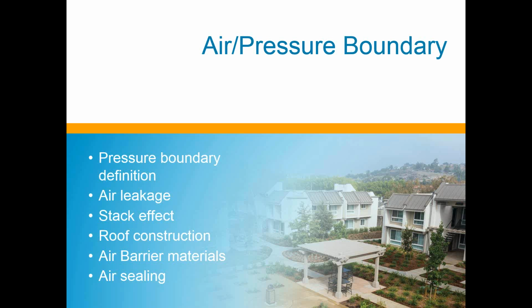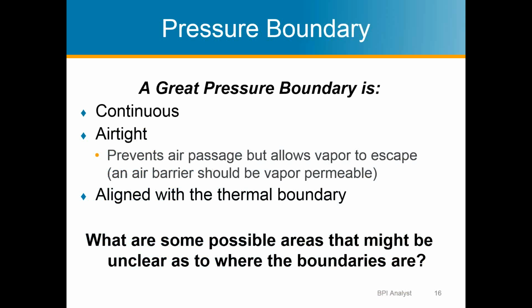So the air pressure boundary. We'll talk a little bit about air leakage, stack effect, some roof construction, air barriers, and air sealing. So we talk about the pressure boundary, and again, this is the skin of the balloon. This is what's holding the air inside the house. What we really want is for it to be continuous, so no gaps, right? Airtight, so that we don't let air go in or out of a wall or a roof or a floor assembly.